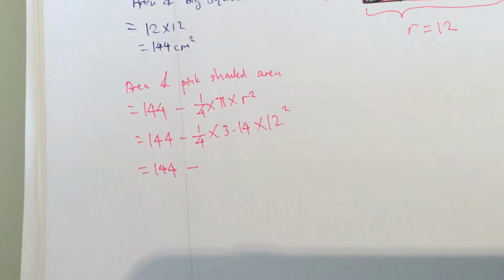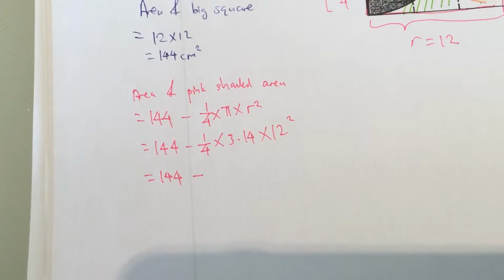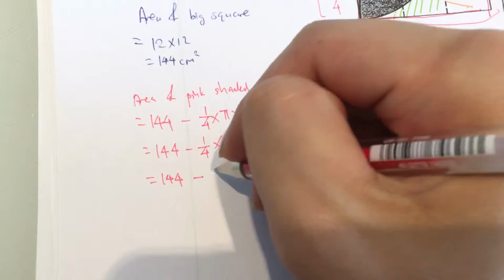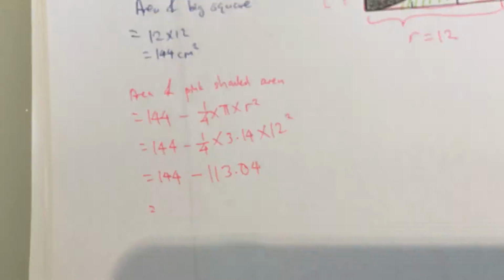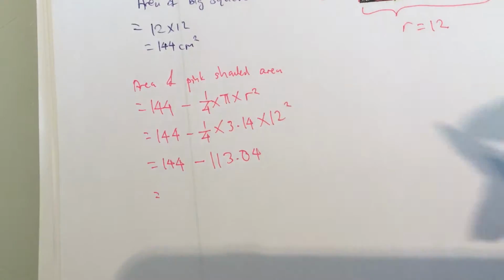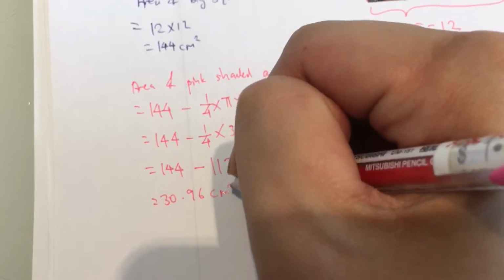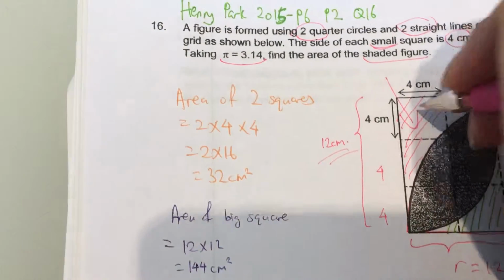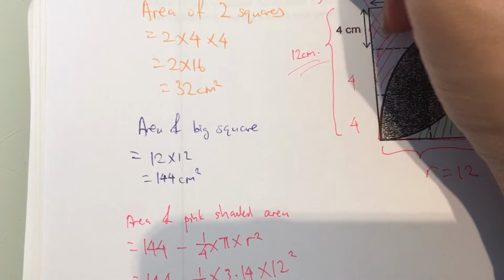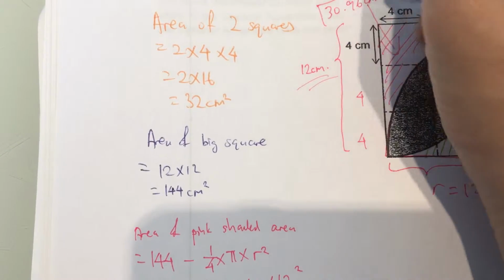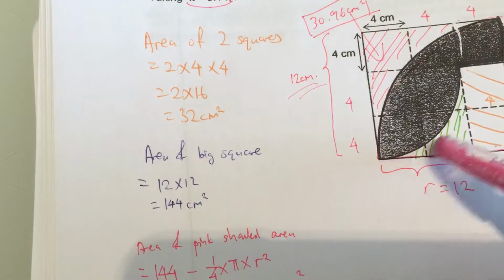Okay, let me use the calculator. 144 times 3.14 divided by 4 is 113.04. Then 144 minus 113.04 is 30.96 cm square. So this area is 30.96 cm square.